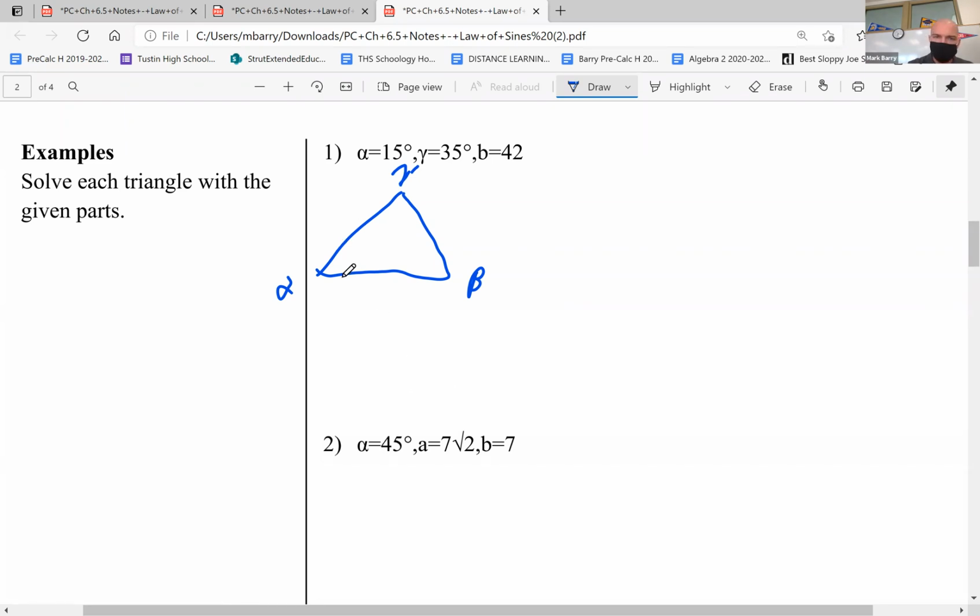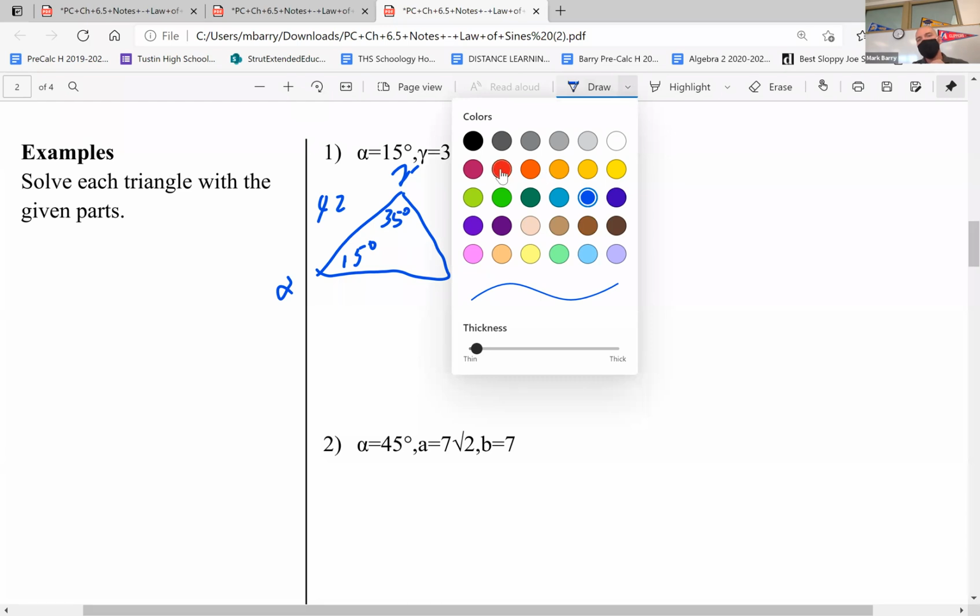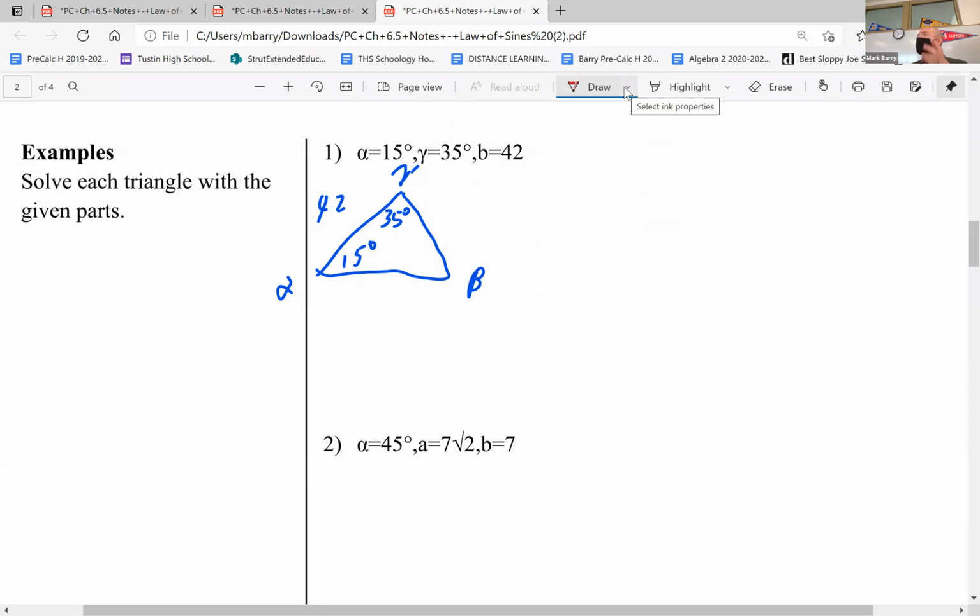Okay, so let's fill out what we know. We know that alpha is 15 degrees. We know that gamma is 35 degrees. And then we know that side B is 42. So side B is going to be opposite the angle bravo, okay? In order to use the law of sines, what's super crucial is that you have one completed pair. What I mean by that is you know one angle with that angle's opposite side. Both of those are known values, okay?